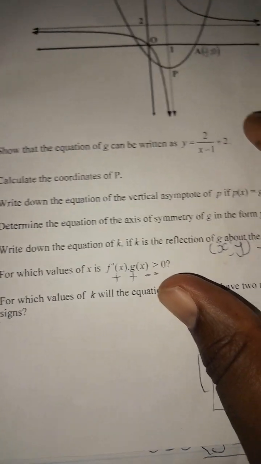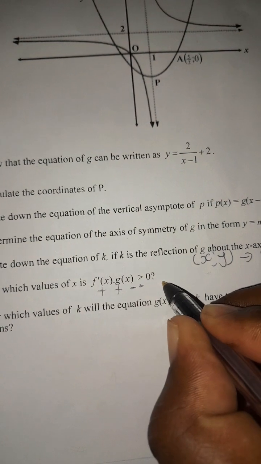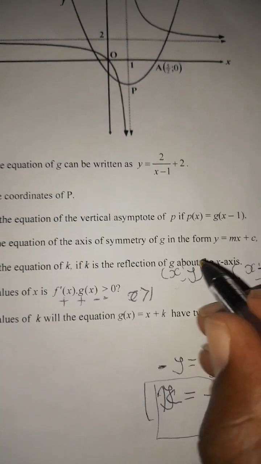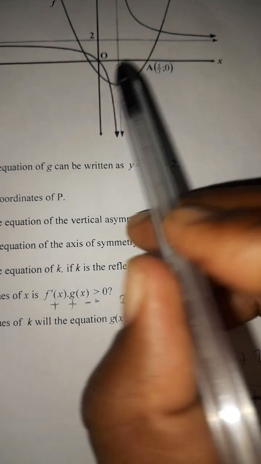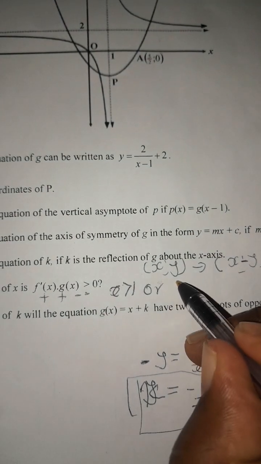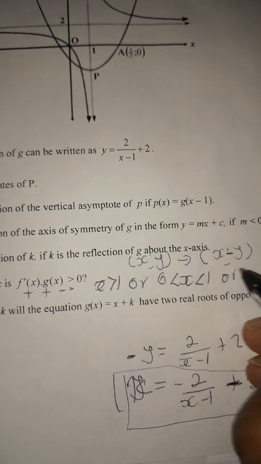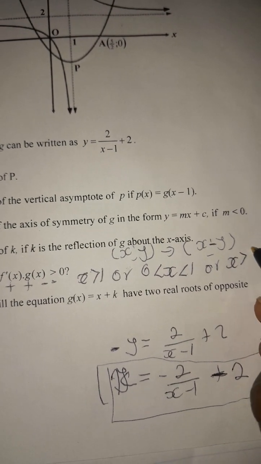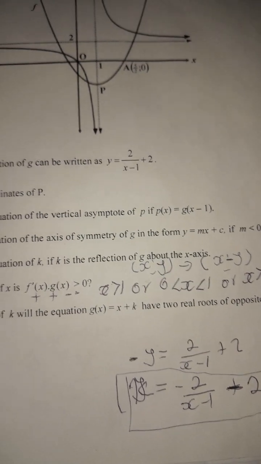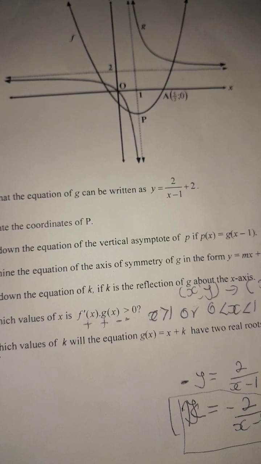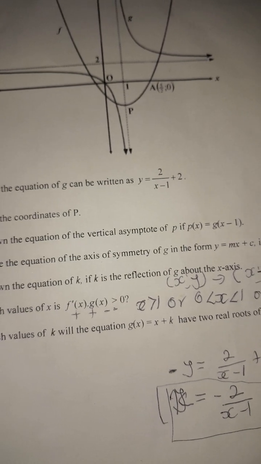So our solution here will be x is greater than 1, or you could say this happens where 0 is greater than x but less than 1, or you could just say x is greater than 5 all over 2. This is where it happens. So you should study these notations. They are very important because they will always ask you in your examination.